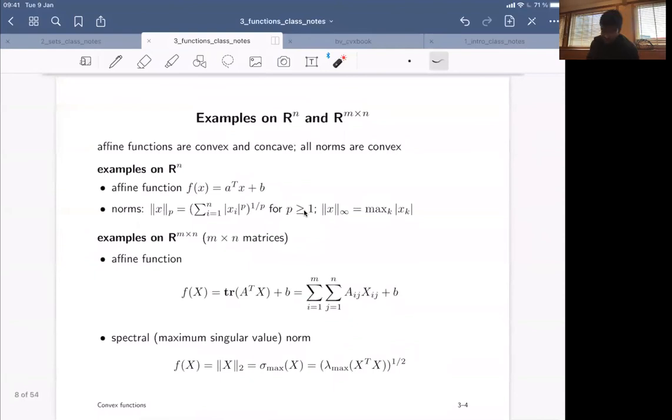Now we move to higher dimension, R^n and R^(m×n). So again, functions on R^n. First one is the affine function. So will an affine function be convex or concave?